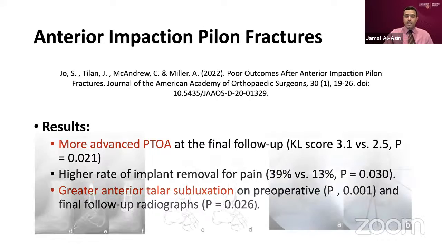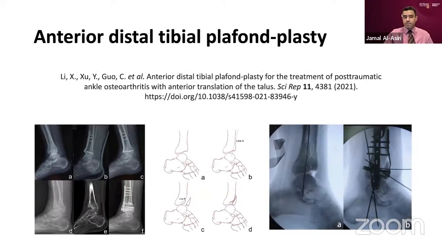But what if the patient has already healed with that impaction? There is a study done in China which suggested that you can do what we call the anterior distal tibial plafondplasty, where, if you look at the intraop X-ray here, it's healed in impaction. They use an osteotome, creating a cut anterior to the anterior impaction. Then in C here, you can see they use an osteotome to correct that impaction, fill it with bone graft, and close that window.